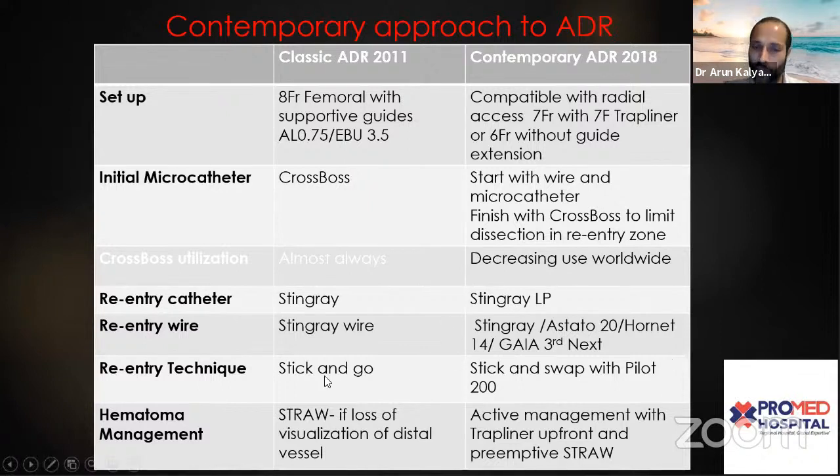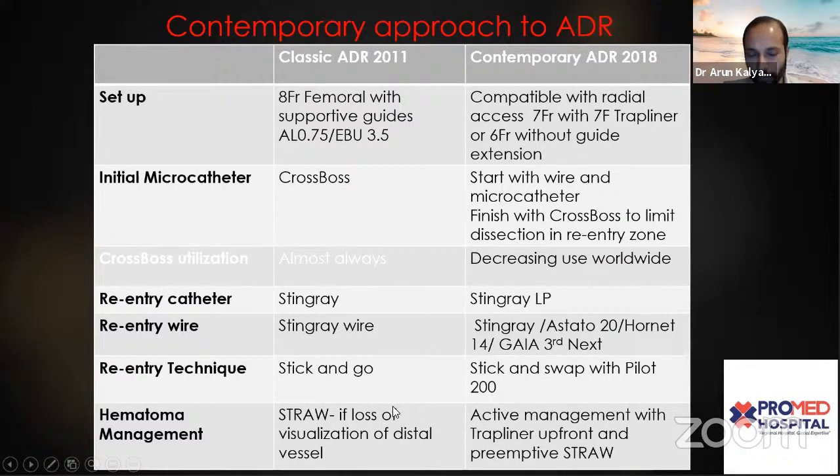The reentry wire just used to be Stingray. Now you can use a Stato or Conquest 820, Hornet 14, which is available now. That's from Boston. You can use the Gaia 3 or the Gaia 3 Next, or you can use the Stingray wire. And we used to do a stick and go, and then we moved on to stick and swap. And now there are cases where you still go back to stick and drive.